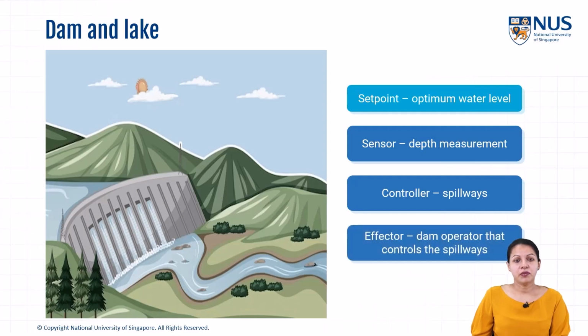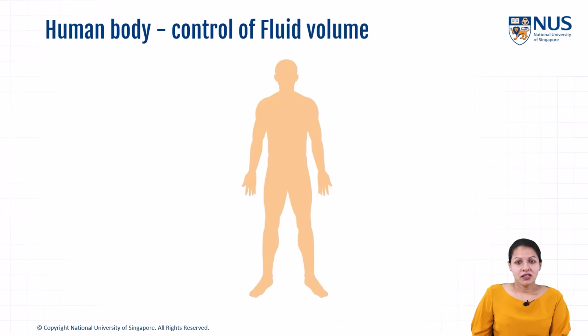Subsequently, there will be changes made by the dam operator to control the spillways. So, the dam operator here acts as the effector. In keeping with the dam and lake analogy, consider the maintenance of a steady state water balance in humans.